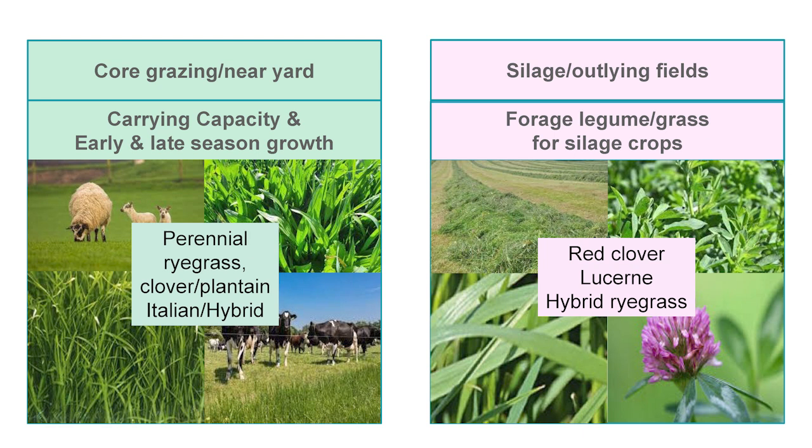And the silage in the outlying fields could be switched over from grass only, slurry and nitrogen, to a forage legume such as red clover. Maybe marry that in with the hybrid ryegrass for the benefits that you also saw earlier.